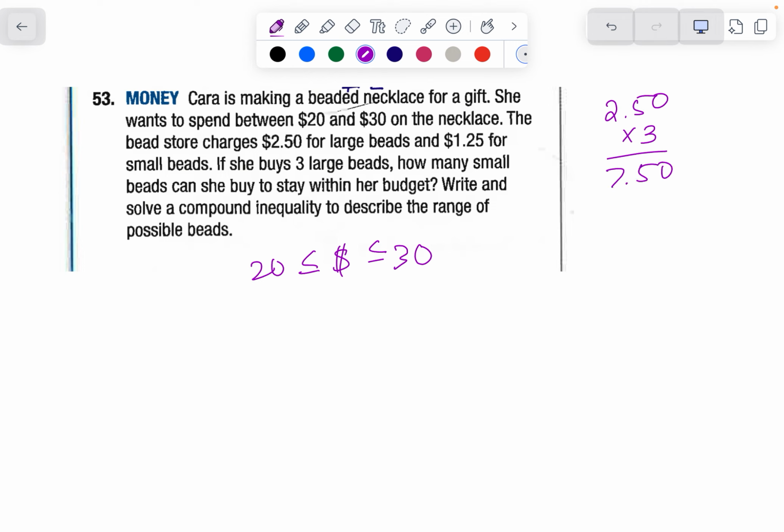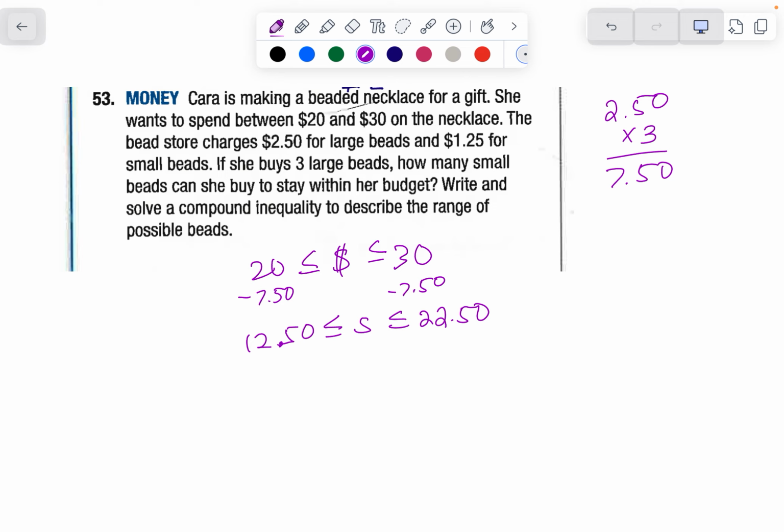So if we think about the fact she really now has left to spend, 20 minus 7.50 is 12.50. We'll call it S for spending. And 30 minus 7.50 is 22.50. Okay? Okay, so we've taken that into consideration.